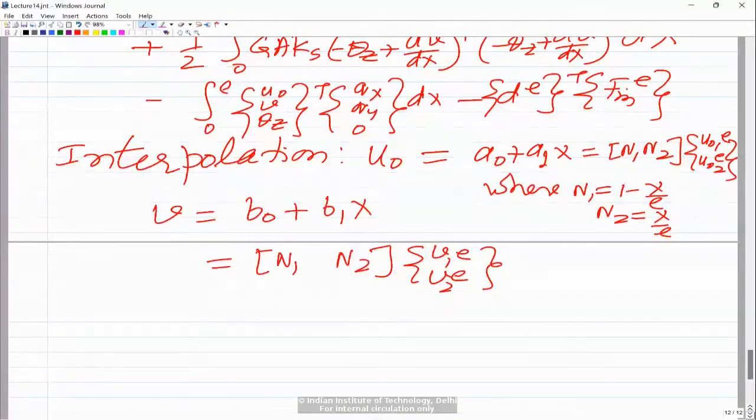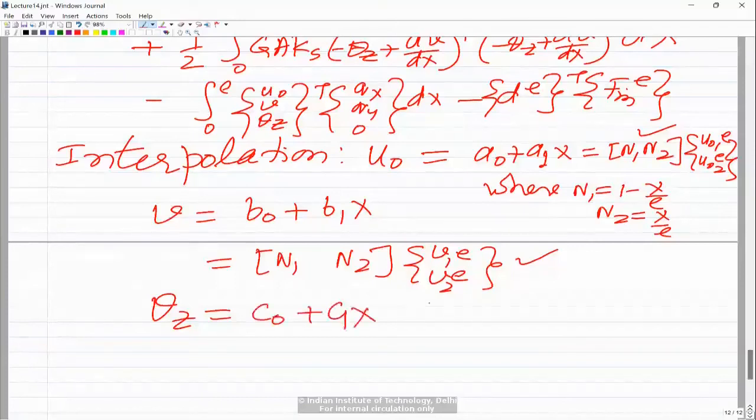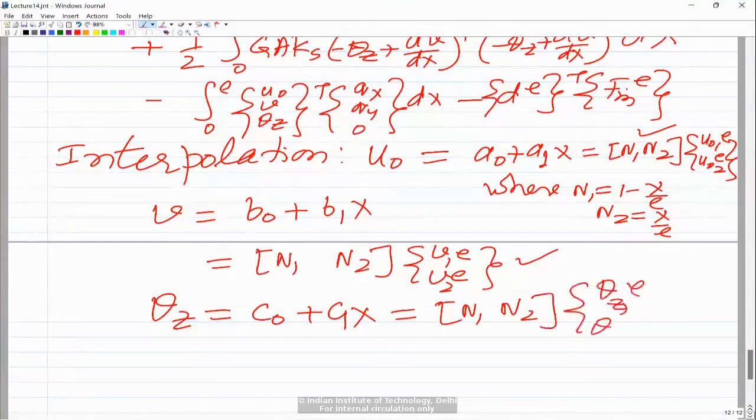If you remember, in the frame element based on Euler-Bernoulli beam theory, we had interpolation for u naught in terms of N1 and N2, but v was in terms of Hermite interpolation functions, because there v and dv by dx are primary variables. Here only v is a primary variable, so the interpolation for v is the same as the interpolation for u naught. Similarly, theta z is also a primary variable, so it has to be differentiable once, and you can assume it to be c0 plus c1 x, with c0 and c1 written in terms of theta z1e and theta z2e, and therefore finally it would be in terms of N1, N2 into theta z1e and theta z2e. So yeah, this is the interpolation.